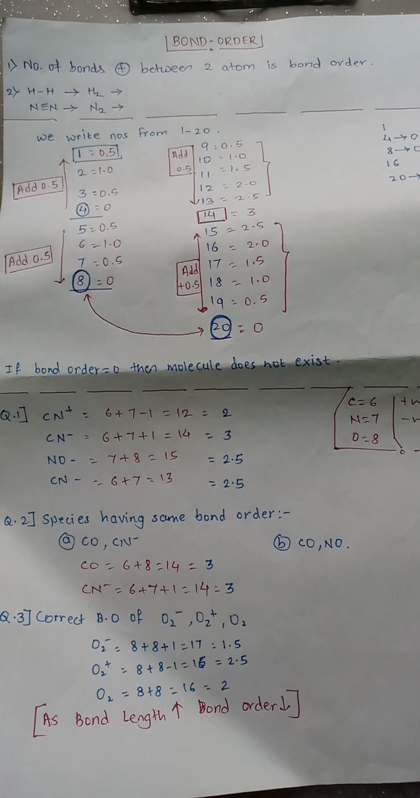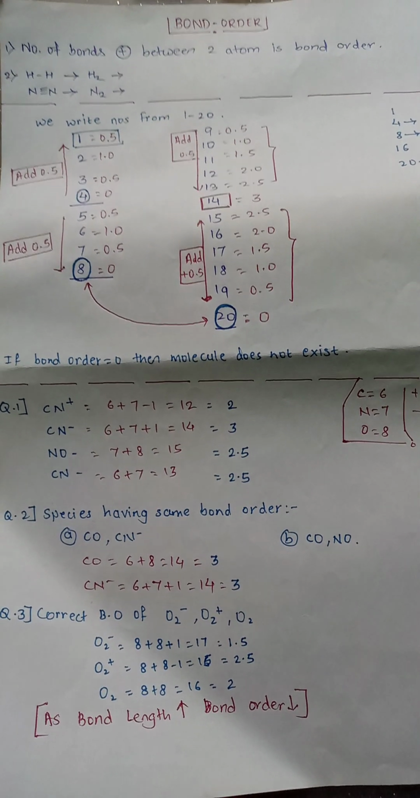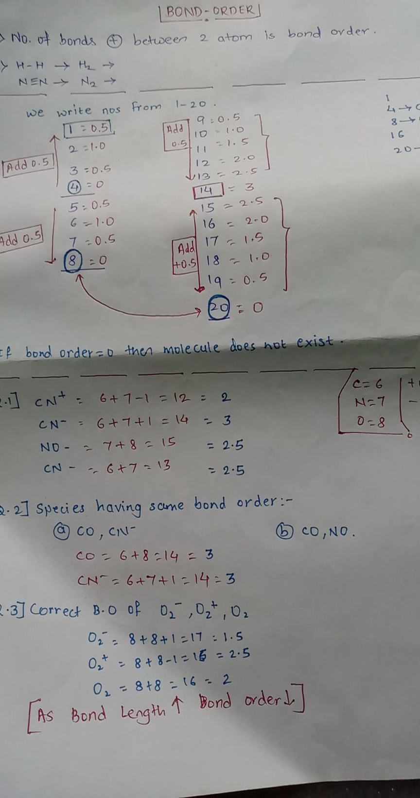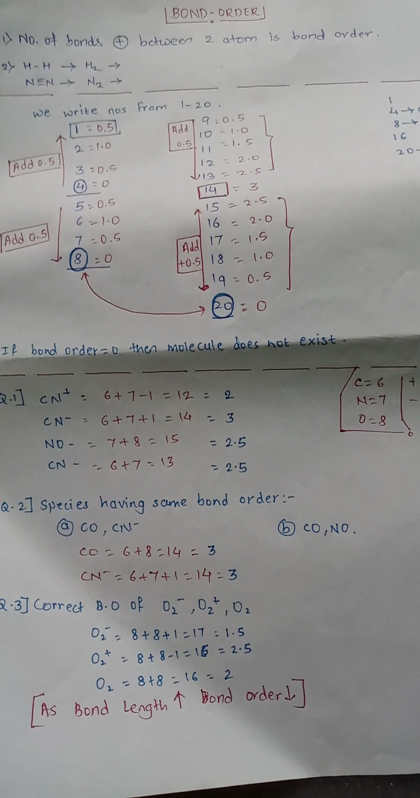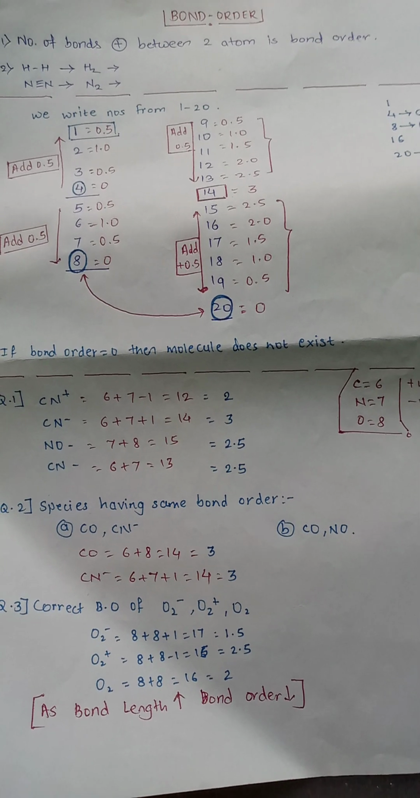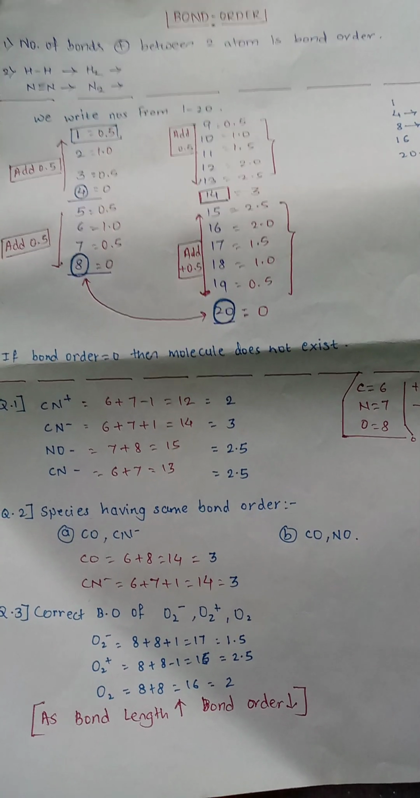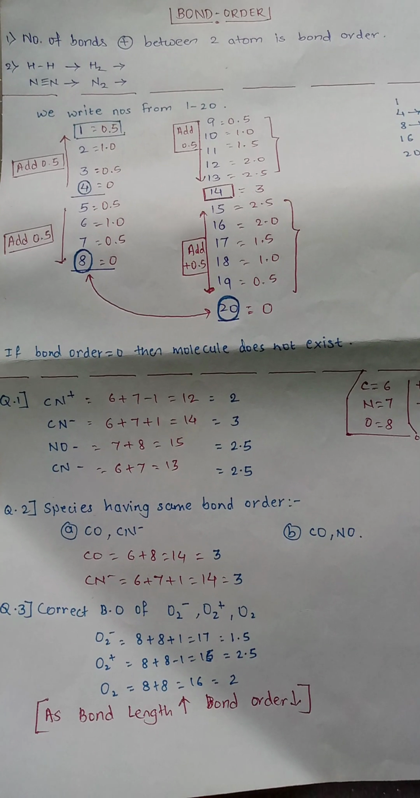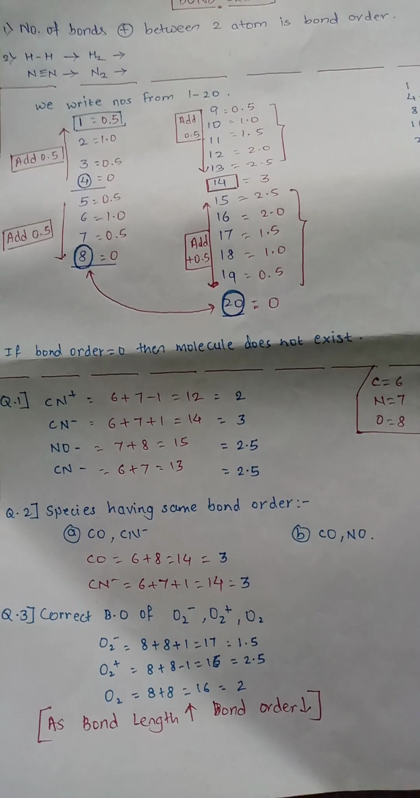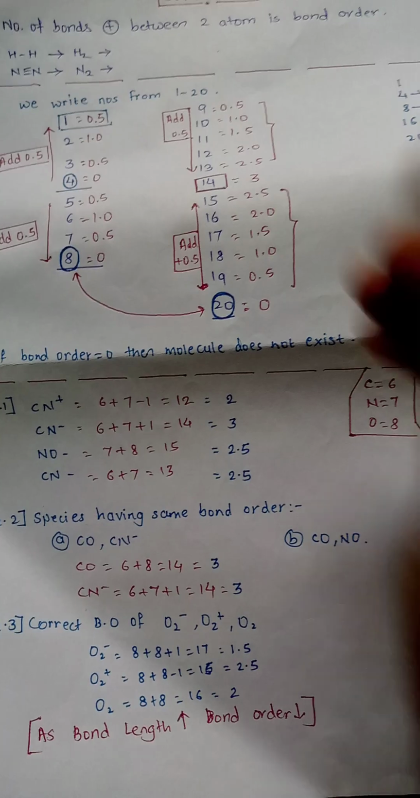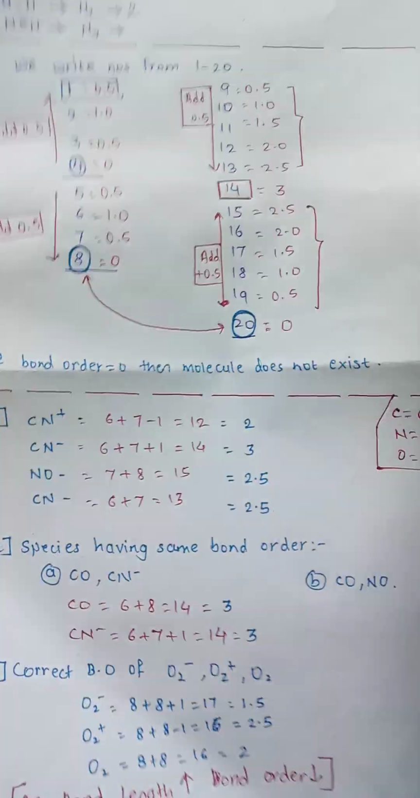So in this video we are going to study about the bond order. So what is bond order? The number of the bonds which are present between the two atoms in a molecule is called as bond order. For example, we can see H-H, that is the H2 molecule. We can see how many bonds are present. Only one bond is present, and hence we'll say what is the bond order? The bond order is 1.